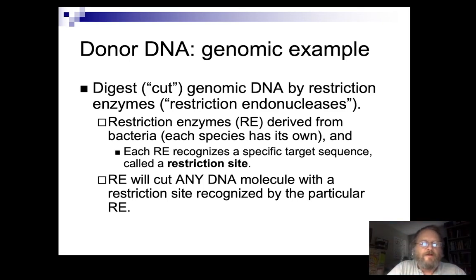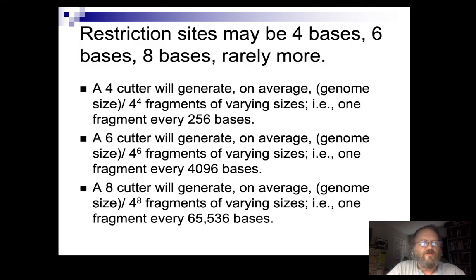But again, the idea, just like CRISPR, which is a more precise variant of this, is that you're going to know ahead of time where your enzymes are going to cut. Okay? So restriction sites can range from 4 bases long, 6 bases, 8 bases, or even more. And the idea is that if you're using a 4 cutter, it'll generate on average about a cut every 256 bases. A 6 base cutter, about every 4,000 bases, an 8 base, about every 65,000. So anyway, it gives you a sort of size description.